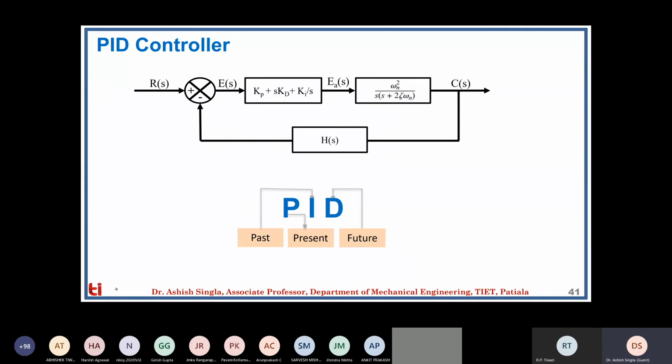So it's like a famous Raj Kapoor movie, Kal Aaj Aur Kal. Where the integral control is the Kal, the proportional controller is the Aaj, and the derivative control is the Kal. So that's the crux of this PID control.